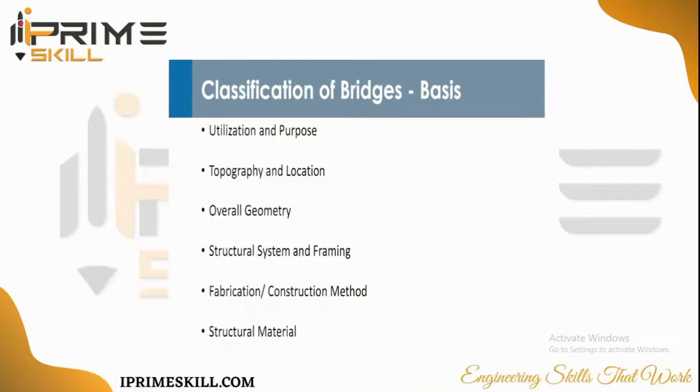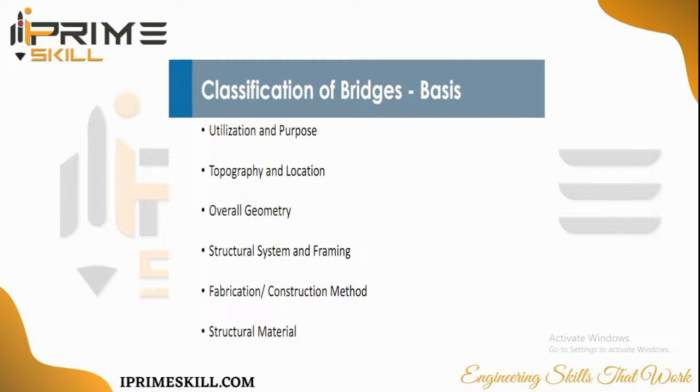According to the type of bridges, we have lots of classification, according to which there are a lot of bridges. First is the utilization and purpose. So based on purpose, there are a lot of bridges. Then topography and location, where your bridge is going to be situated, overall geometry, and the structural system and framing. We all will see all the points. Fabrication and construction method, and structural material, whether steel bridge or concrete bridge is required for that area. So that should be all taken into account.